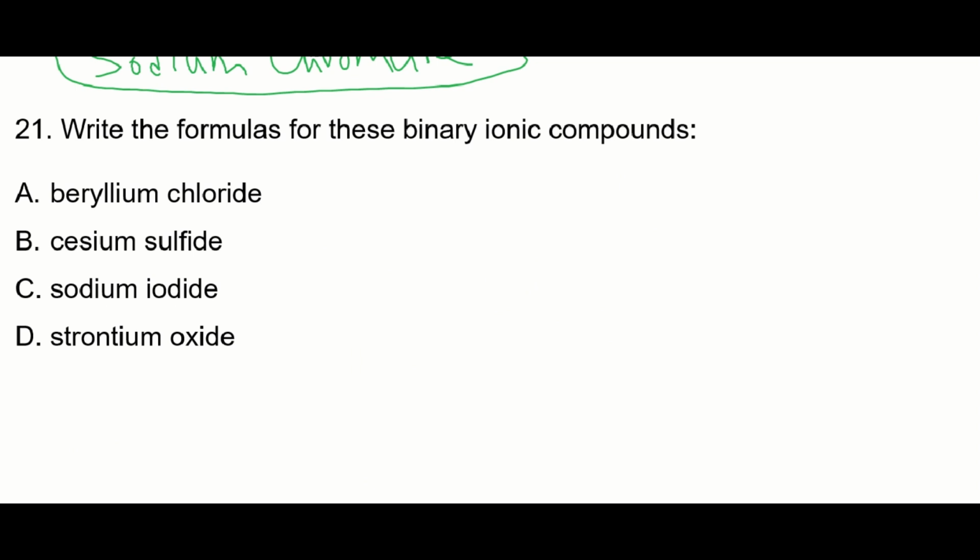I'm sure we're getting close to the end here. We're writing formulas this time, so we need the charges. All right, beryllium, 2 positive. Chloride is chlorine, that's 1 negative. This is not ionic. That's going to have a lot of covalent character, probably a much lower melting point. In any case, crisscross those numbers, and we get BeCl2.